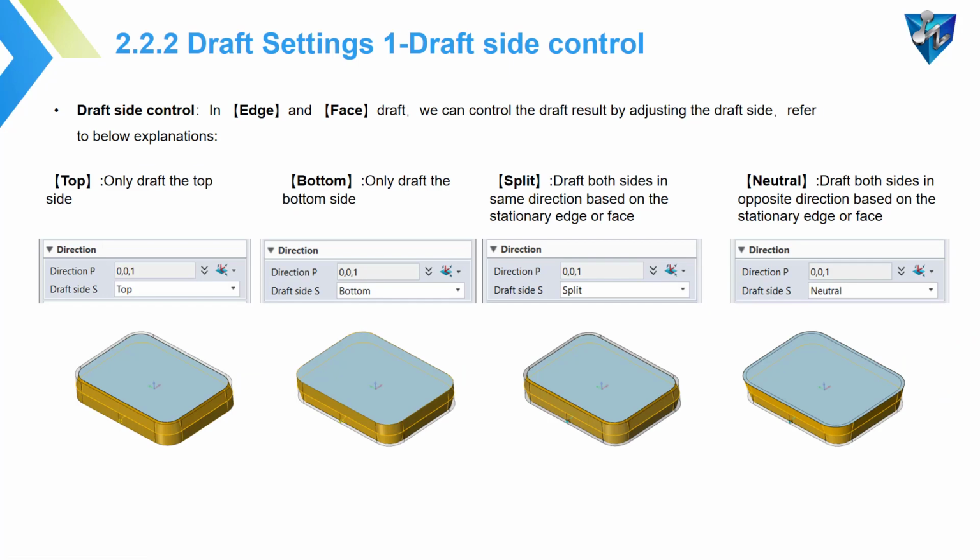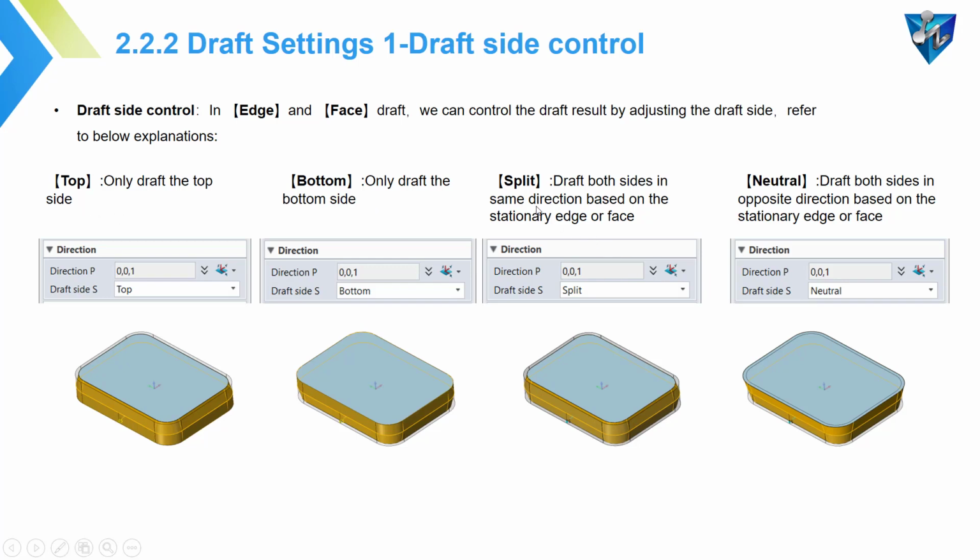And there are more draft settings. And the most important one is about the draft side control. So in the edge and the face draft methods, we can control the draft results by adjusting the draft side. For example, we can make it top, which means we only draft the top side, and we will leave alone the bottom side. And for the bottom side is on the contrary with the top side.